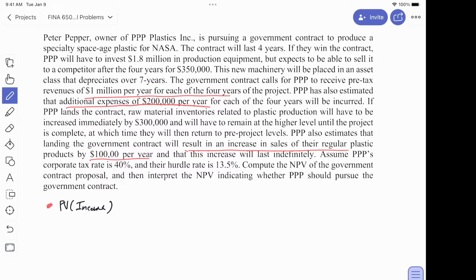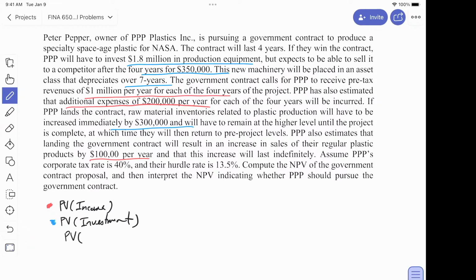I'll just underline the values. And then assume the firm's corporate tax rate is 40%, its hurdle rate is 13.5%, so that's another term for required rate of return. Hurdle is like they have to jump over or achieve more than this to make it a viable investment.